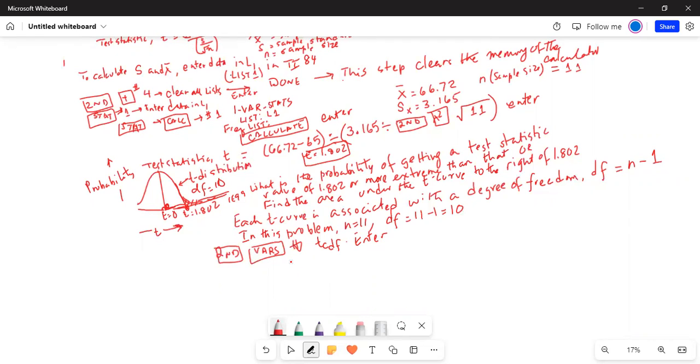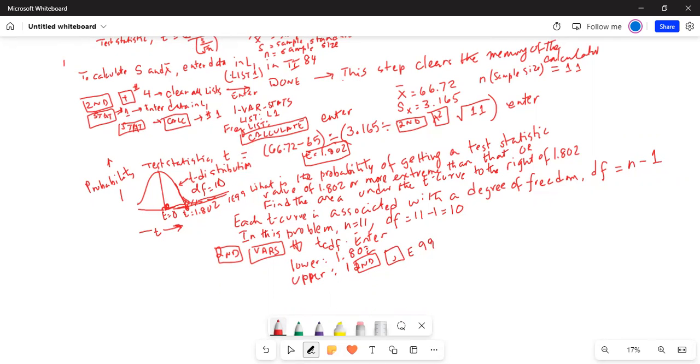My lower value is 1.802. My upper value is a very large number on the right side. So 1, then second button, then comma button gives you the small capital E, then 99.